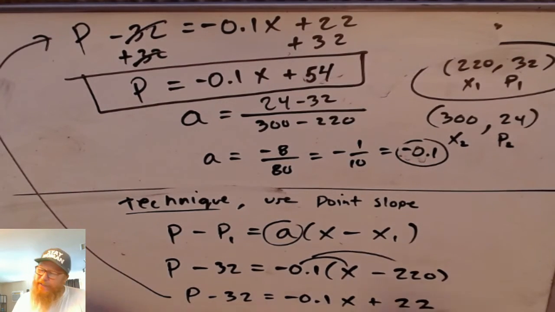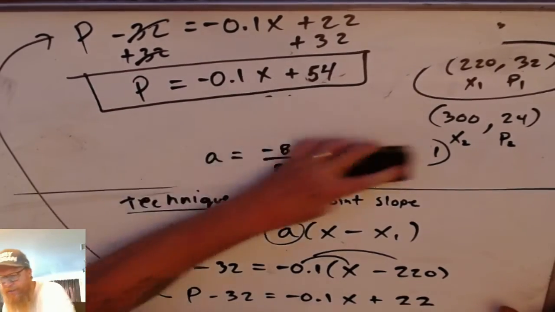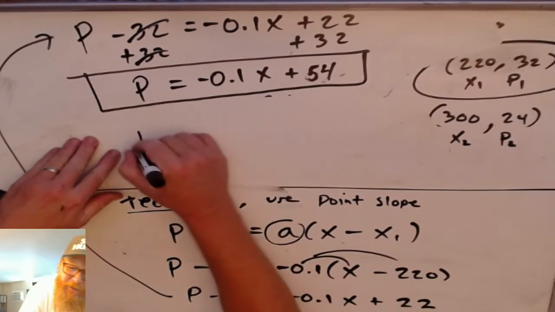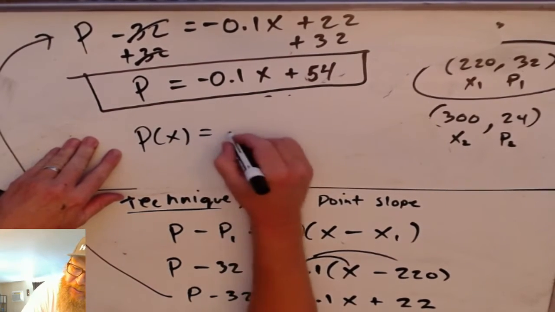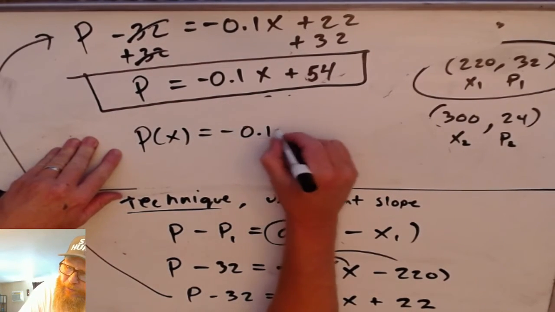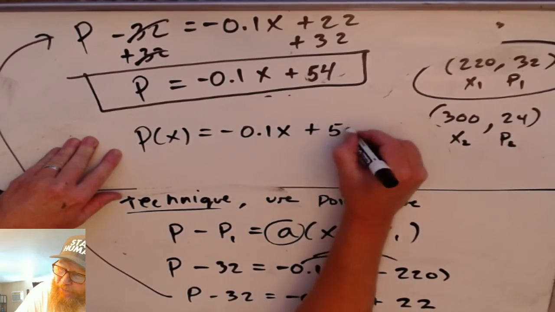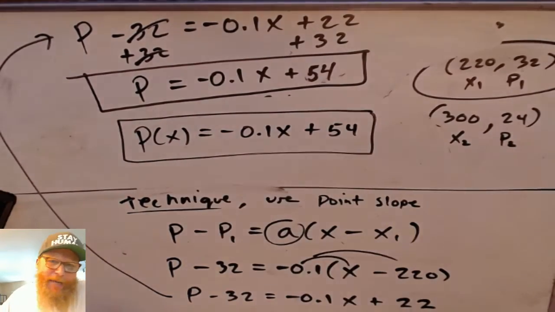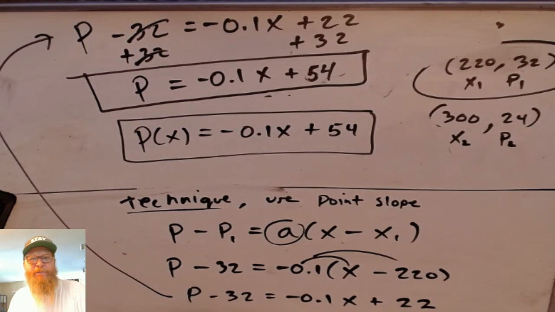All right, and then to make it look like a function, because technically this is the price equation, but if you want it to look like a function, it's negative 0.1x plus 54 using function notation. So all that means is I put the x in parentheses so it looks like a function. All right, so it's really the same thing we were already doing.